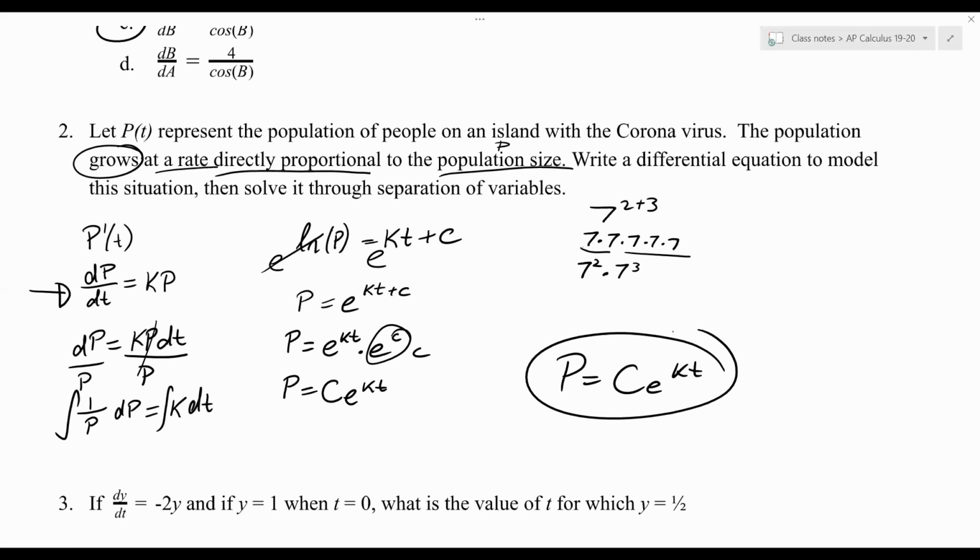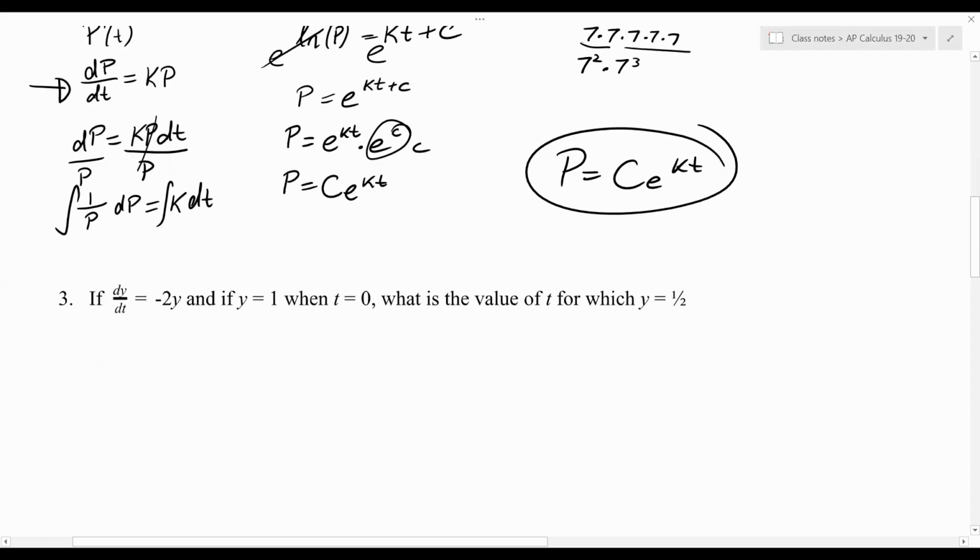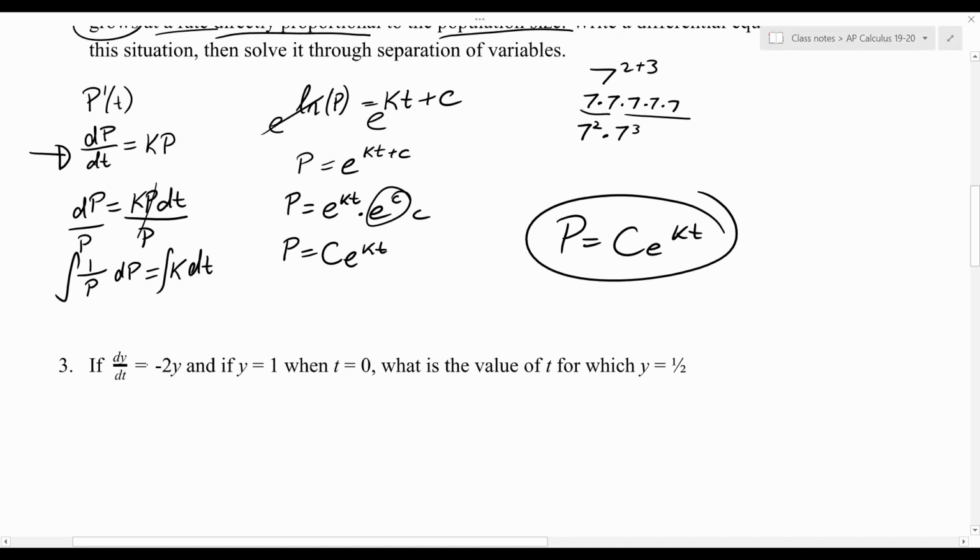And this formula is actually very important because it will simplify a lot of our work if we can go directly from a directly proportional relationship to this formula. Not every case will you be able to do that, but if you notice a directly proportional relationship with just one constant and one variable, using this formula will simplify your life. So let's try and do that. If dy/dt equals negative 2y, and if y equals 1 when t equals 0, what is the value of t for which y equals a half? Well, I recognize that this is a proportional relationship.